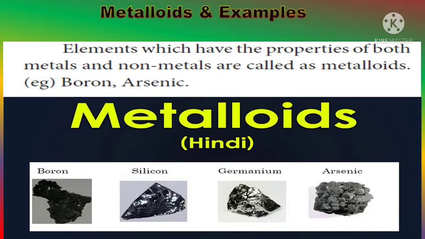Metalloids and their examples. Elements which have the properties of both metals and non-metals are called metalloids. Examples of metalloids are boron, silicon, germanium and arsenic.